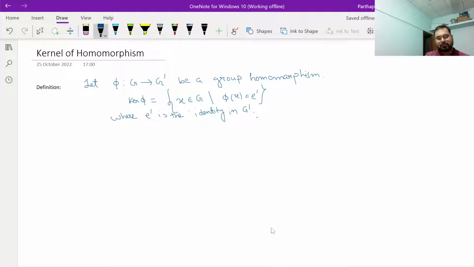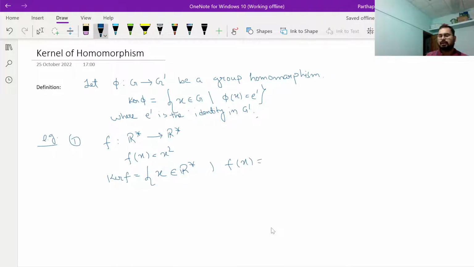Now let us discuss some examples. Number one. We have already discussed some examples of homomorphism, so let us take the same one. f from R star to R star defined by f of x is equal to x square. We have already seen that this is a homomorphism. Let us find the kernel of the homomorphism f. By definition, it contains all those elements from R star such that f of x is equal to the identity in R star. Now what is the identity in R star? This is equal to 1.